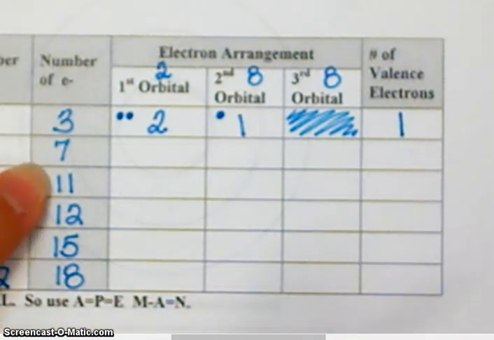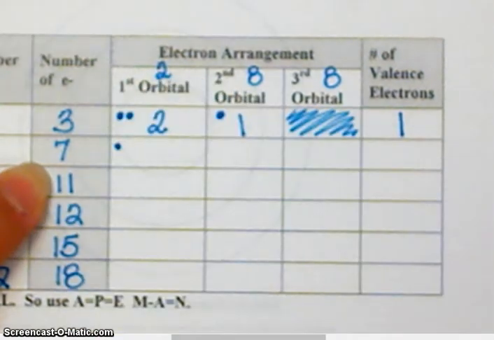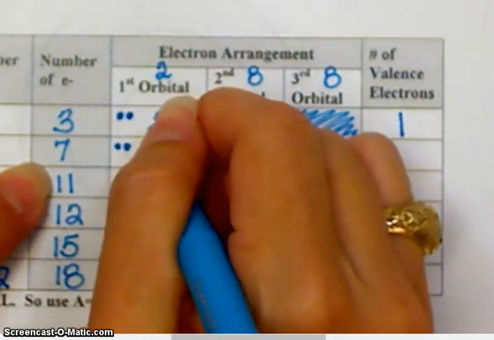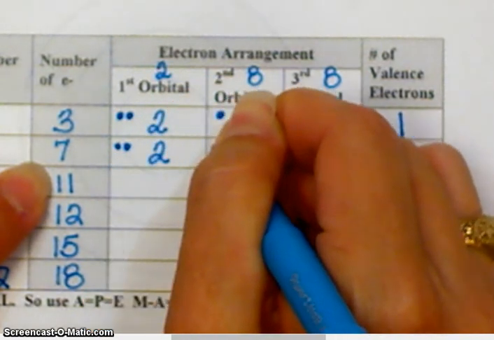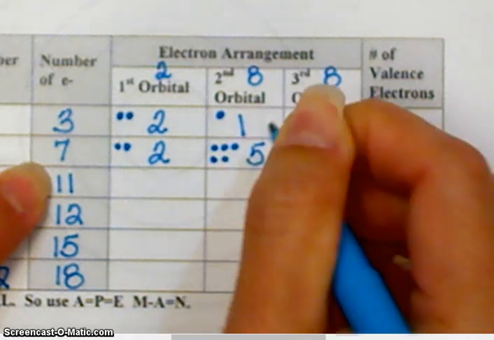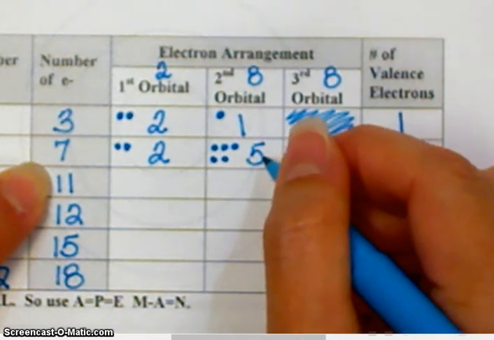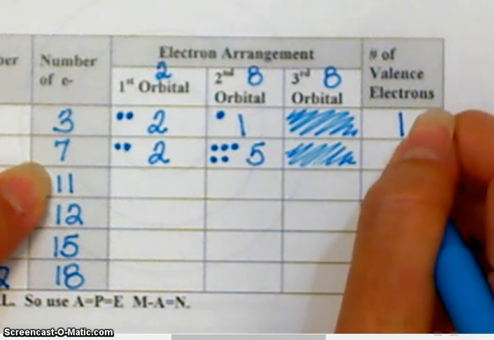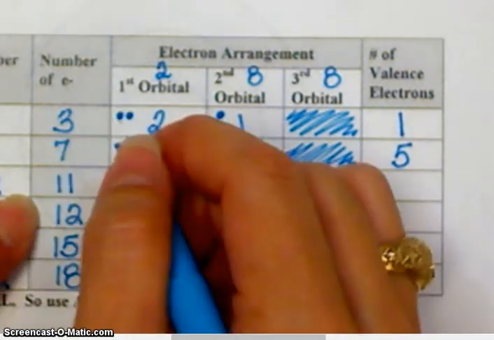Okay, nitrogen has a total of 7 electrons. I can put 2 electrons in the first energy level, and the other 5 have to go in the second energy level. I don't need the third energy level. So the outermost that I used is the second, and it's got 5 electrons in it. So there are 5 valence electrons.